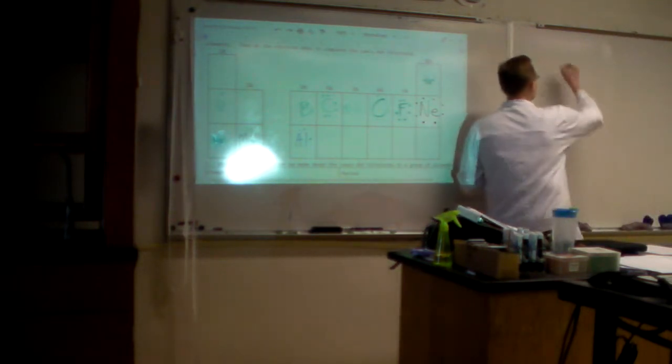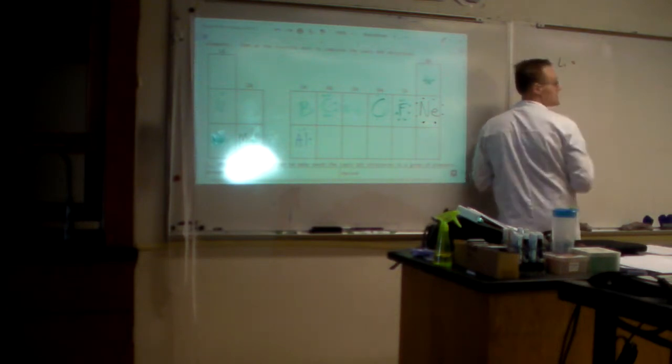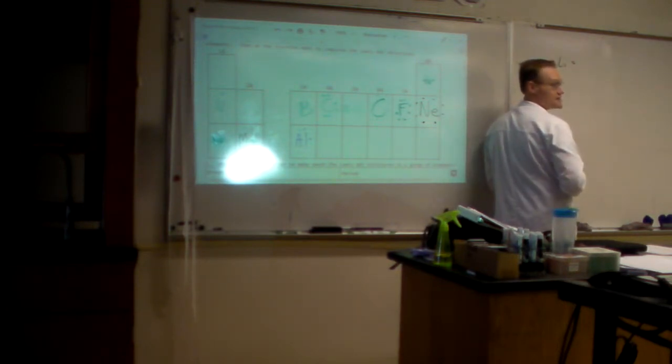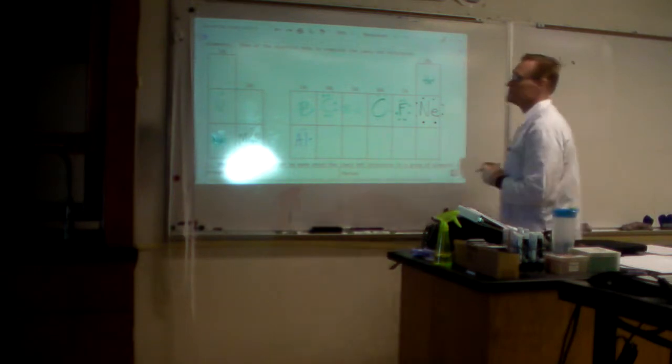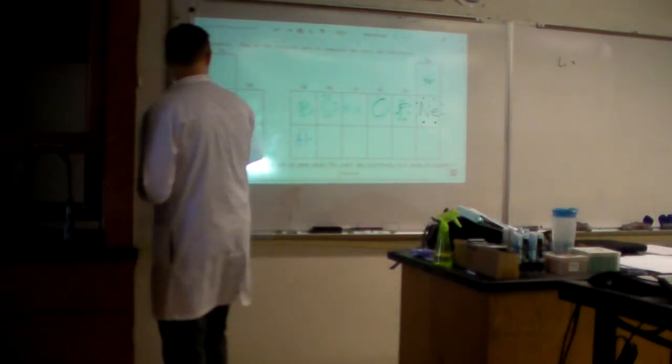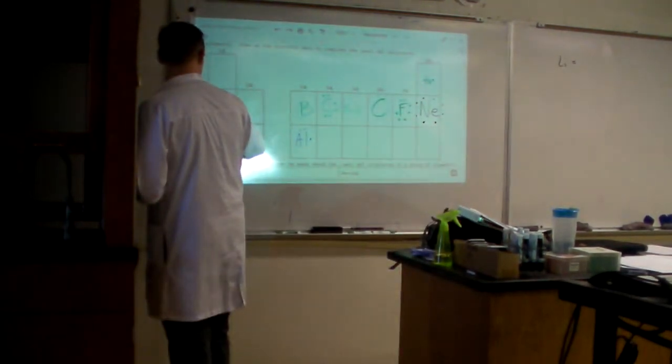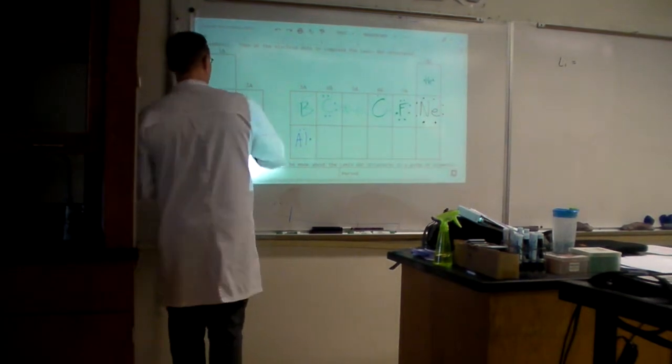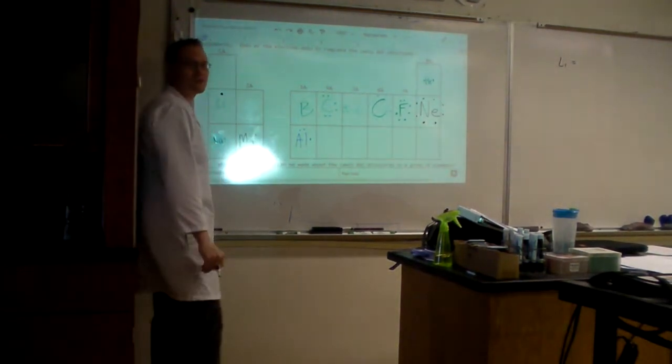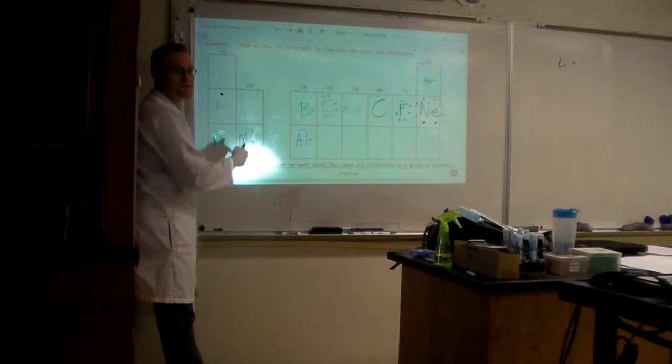So if we were looking at lithium, for example, how many valence electrons does it have? One. How many dots will it get? One. I don't know why the +3 is there. I wrote it there because I didn't know where I was. We'll talk about that later.